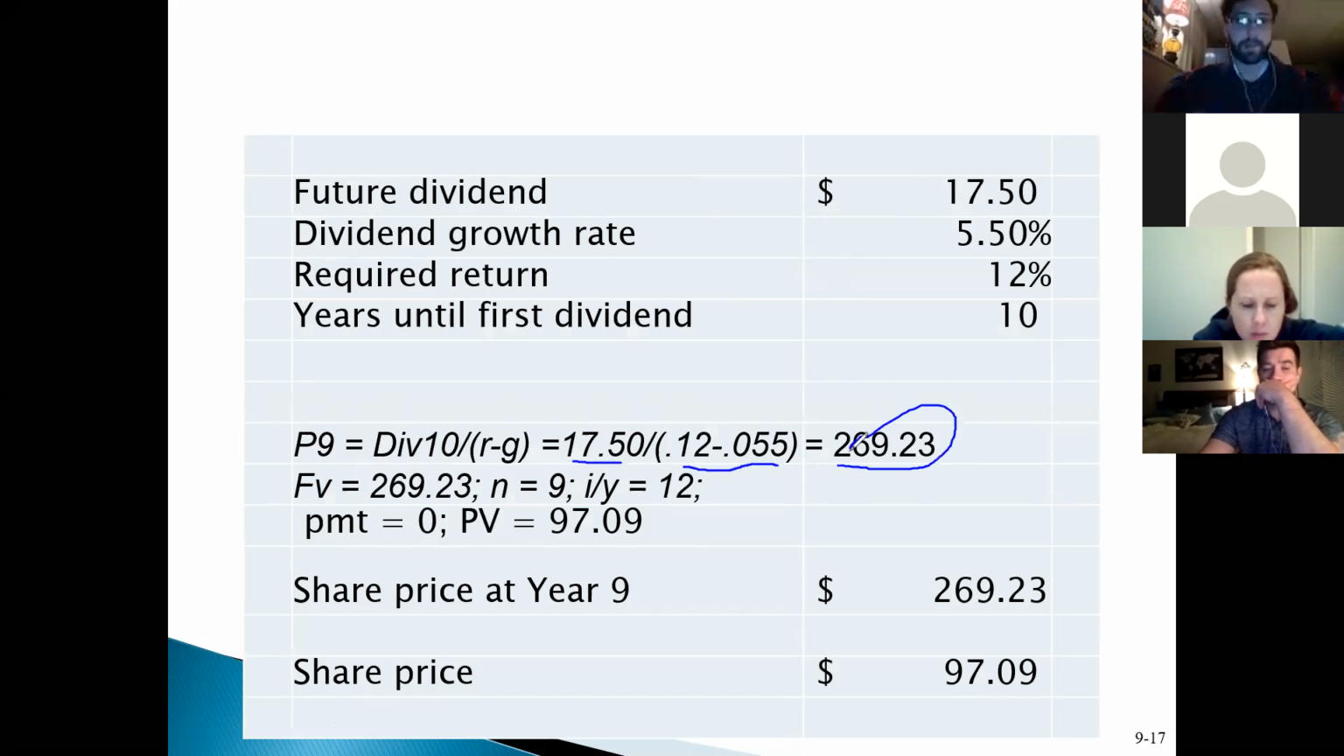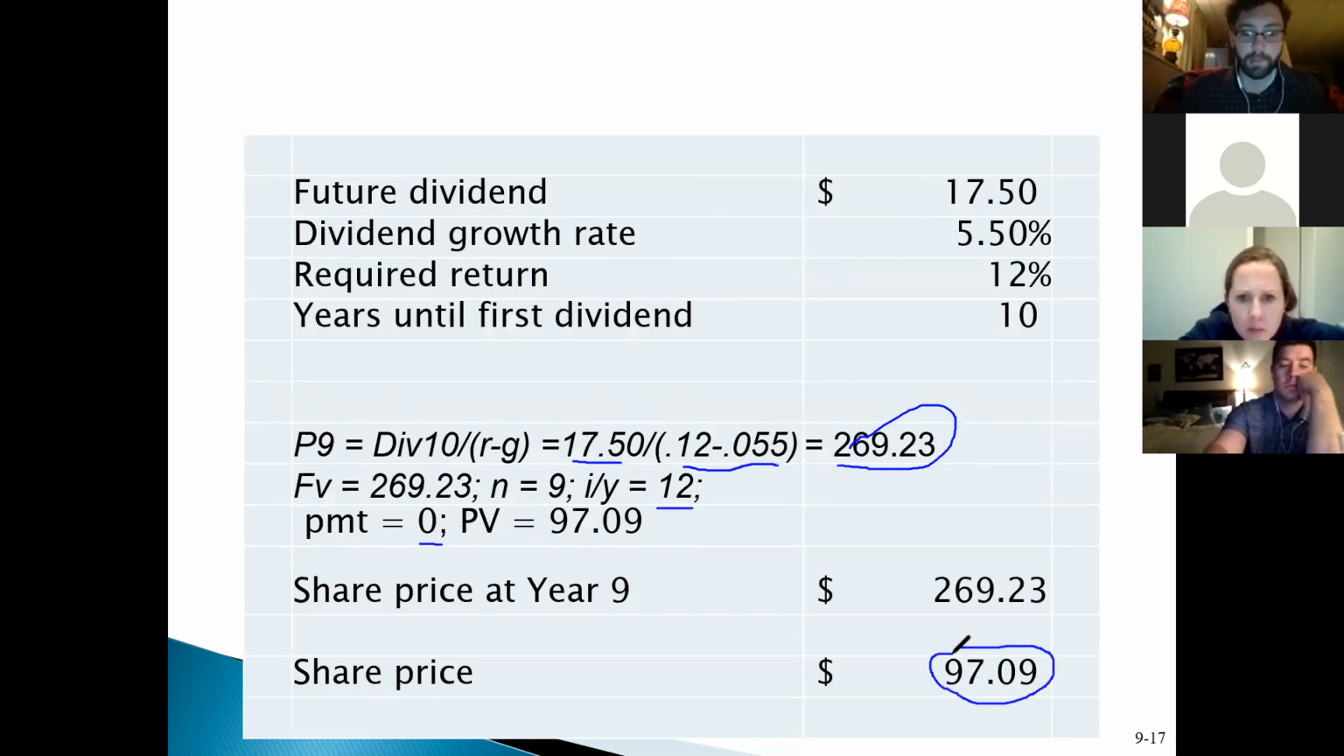So then you go back to thinking about, okay, I'm going to get this 269.23 out there in the future, 9 years out, and I'm requiring a return of 12%. There's no payment, so I can compute a present value of 97.09. Now let me go through and do that one again.